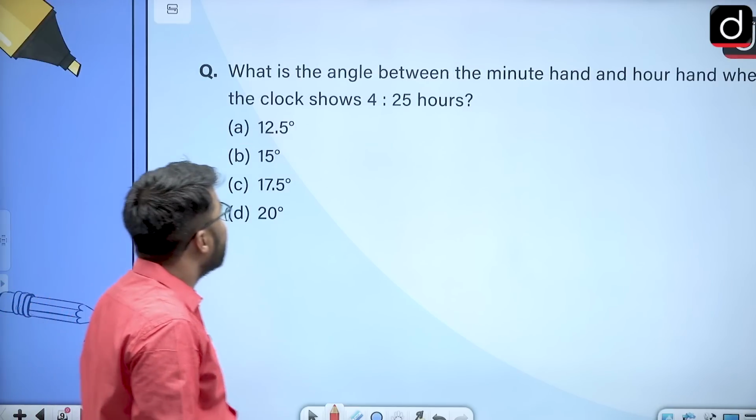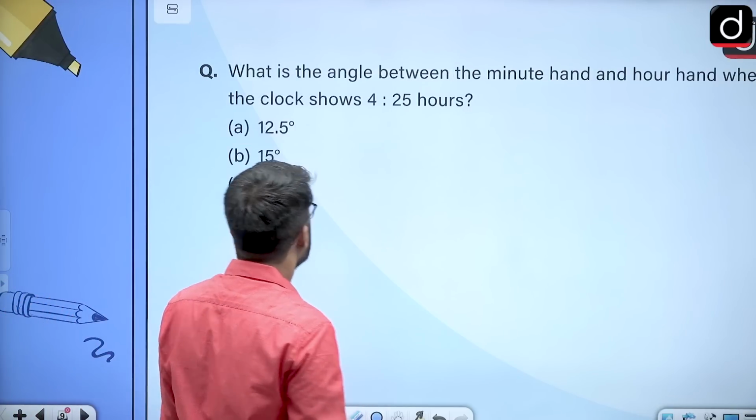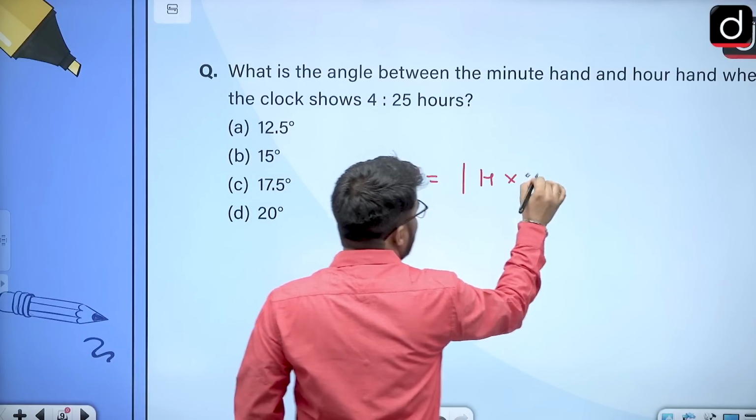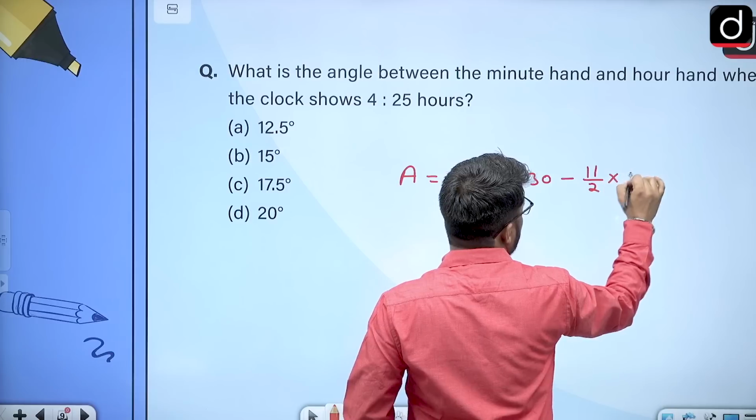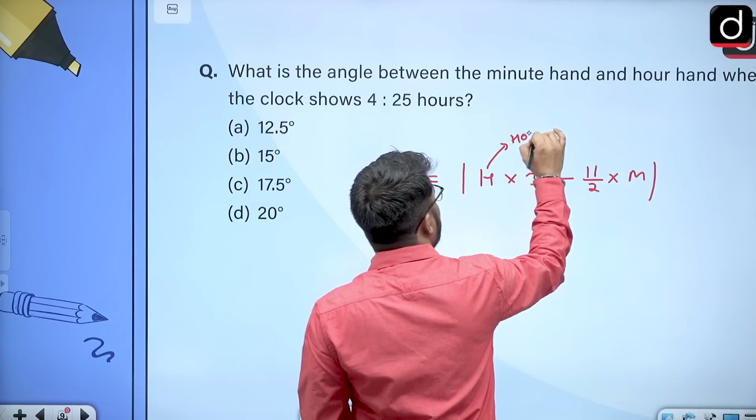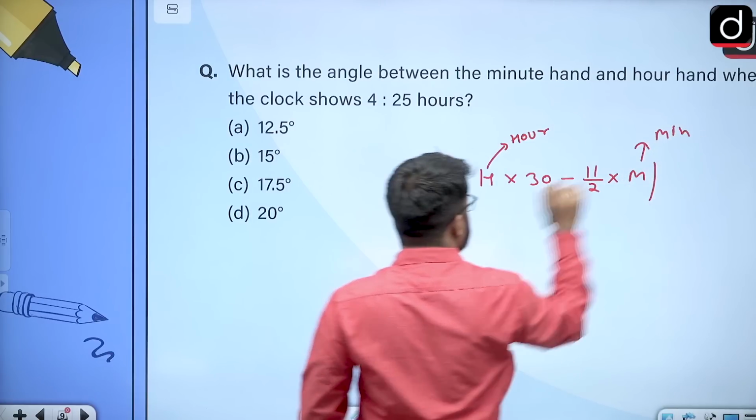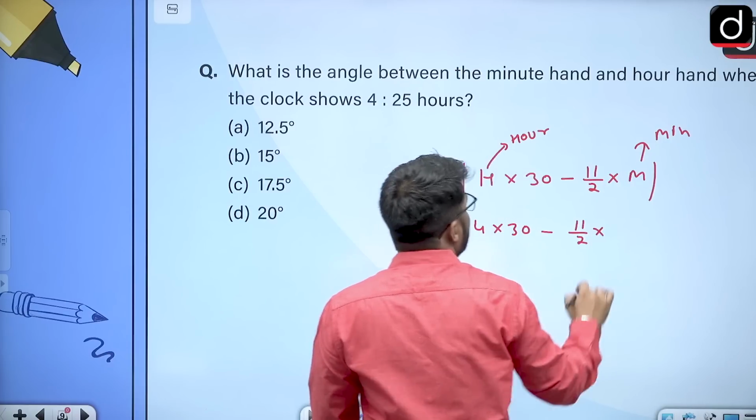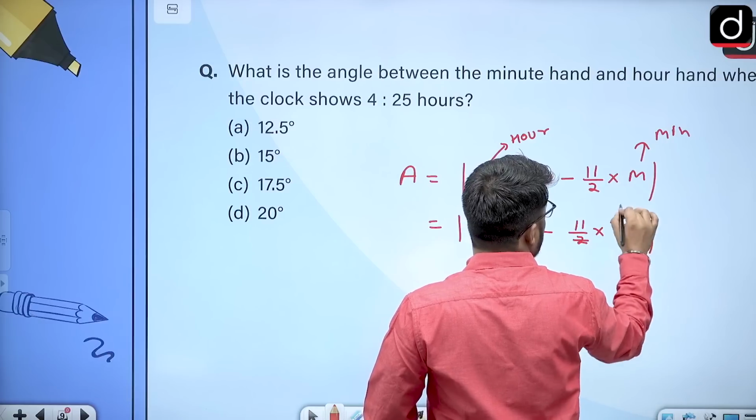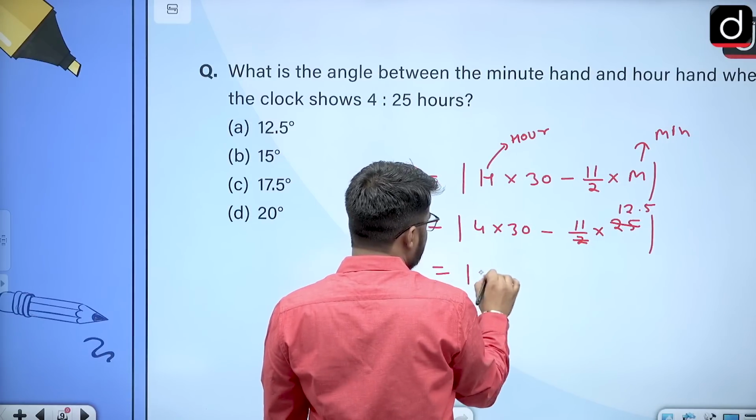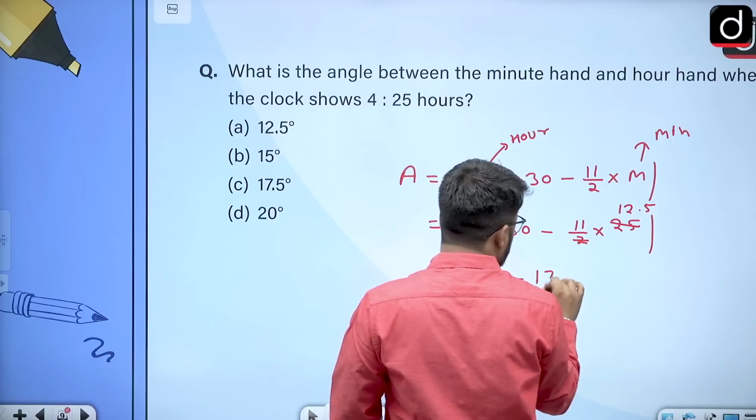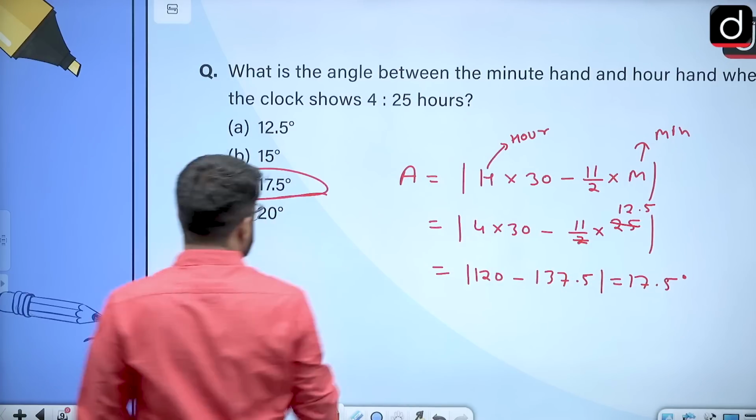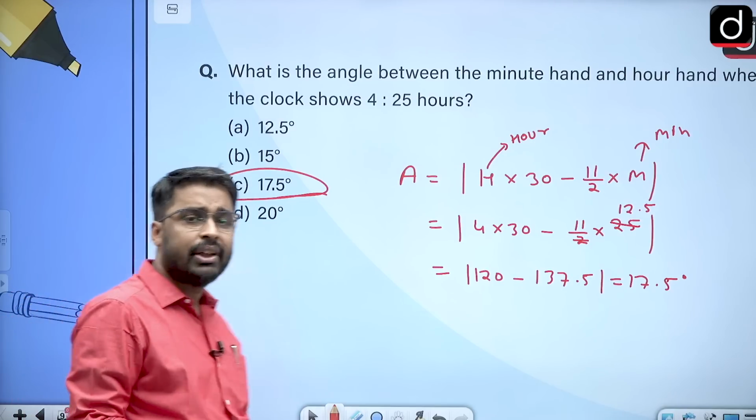Now next question: what is the angle between the minute hand and the hour hand when the clock shows 4:25 hours? To calculate the angle between the minute hand and the hour hand, we have a formula: modulus of h into 30 minus 11 by 2 into m, where h represents the value of hour and m represents the value of minute. So the value of hour is 4, so it will be 4 into 30 minus 11 by 2 into the value of minute, which is 25. With 2, this will give 12.5 times 11, so it will be 120 minus 137.5. So the answer will be 17.5 degrees.